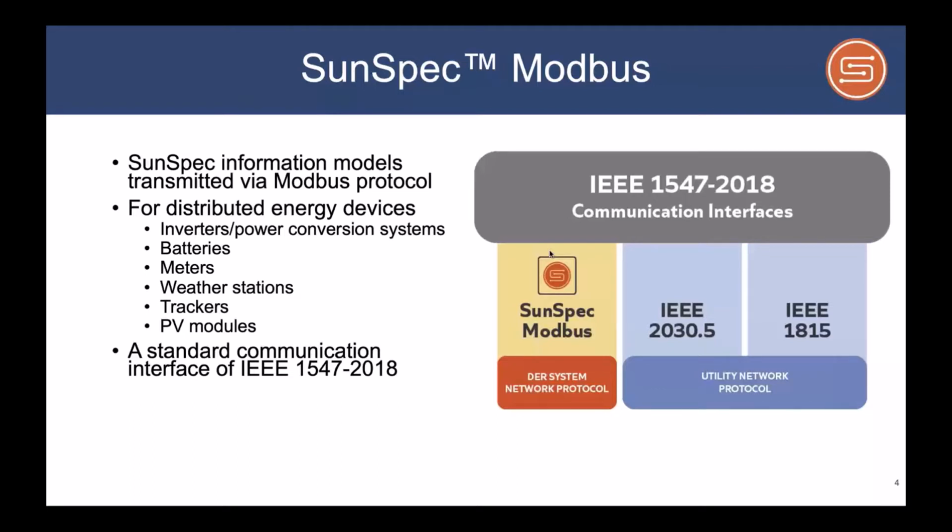The 2 in blue, the 2 protocols in blue, IEEE 2030.5 and IEEE 1815, these are typically used for utility to system communications. And let's talk about IEEE 1815 first. This protocol is also known as DNP3. It is used for utility substation automation. As such, you'll usually only see it with utility-owned assets, which is in fact a minority of the cases in the DER environment.